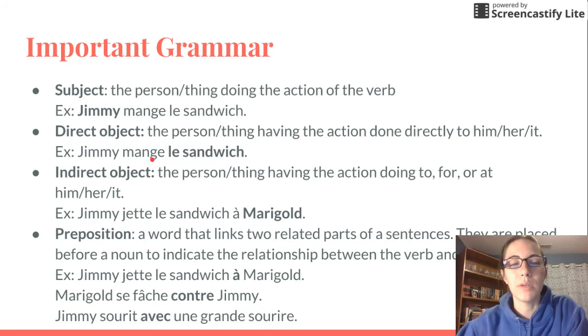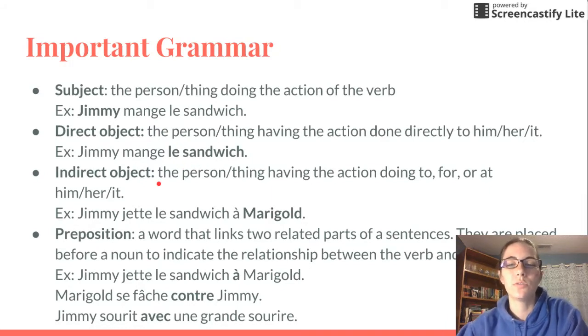Well, what is being verbed? What is being eaten? Le sandwich. So that's our direct object. An indirect object is the person or thing having the action done to, for, or at him, her, or it. Okay, so if we have Jimmy jette le sandwich à Marigold, all right, à means to. So who is Jimmy throwing the sandwich to? He's throwing it to Marigold. She is the indirect object.